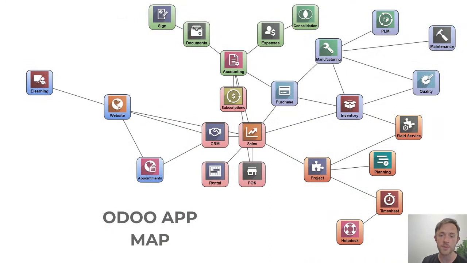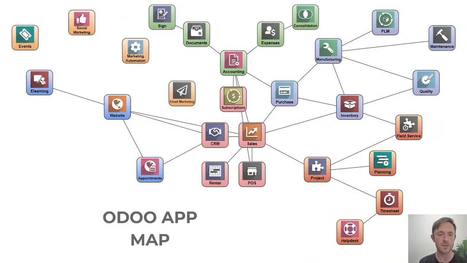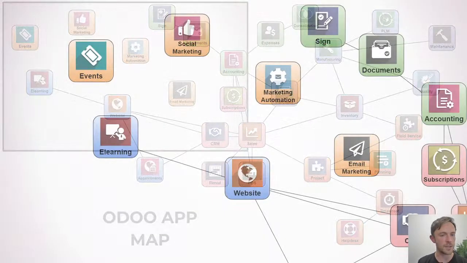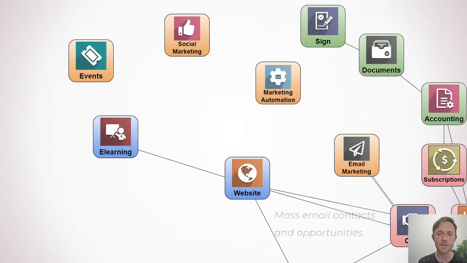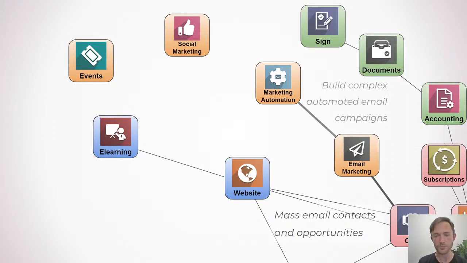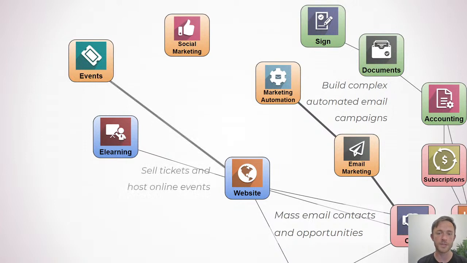All right, back to the map. I'm going to go ahead and put the marketing apps close to the website apps. You want your website close to your marketing. I'm going to zoom in on the right area here, and okay, email marketing. It sends emails to both contacts and leads or opportunities. You can make that more complex if you want by building out detailed step-by-step campaigns using marketing automation.